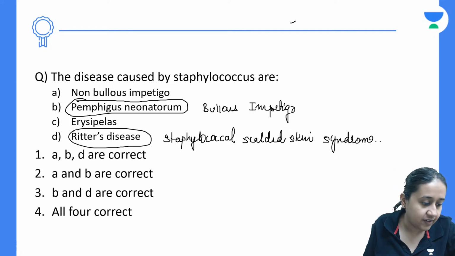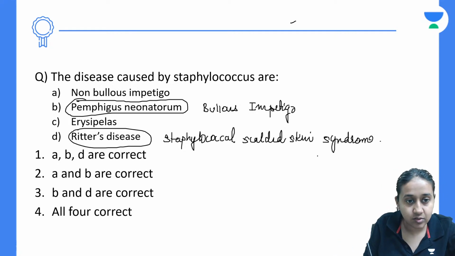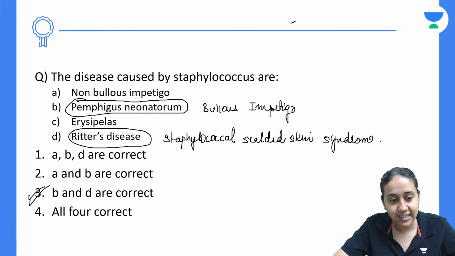Bullous impetigo and staphylococcal scalded skin syndrome are exclusive to staphylococcus. So the correct answer is option number 3. Is that clear to all of you?